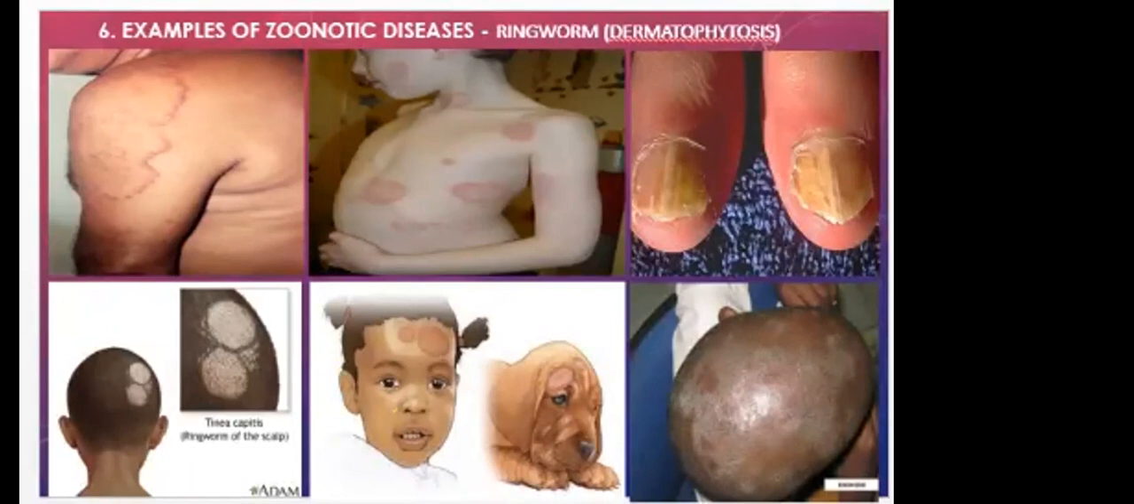Okay, there's another question here. Someone is asking if all these zoonotic diseases can still affect us after cooking the animals?